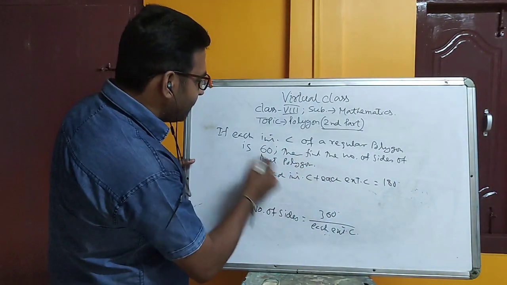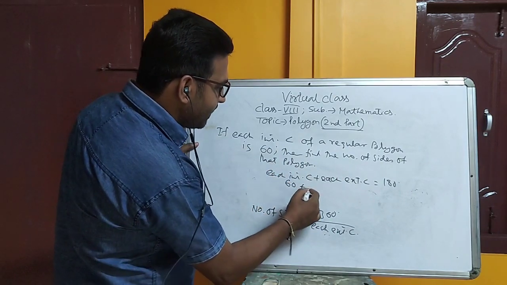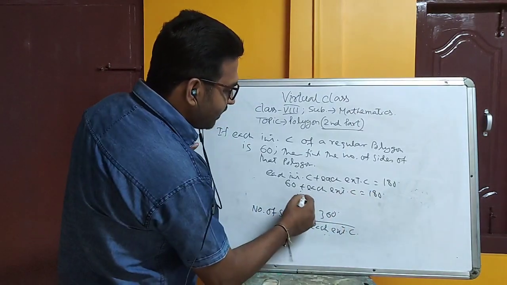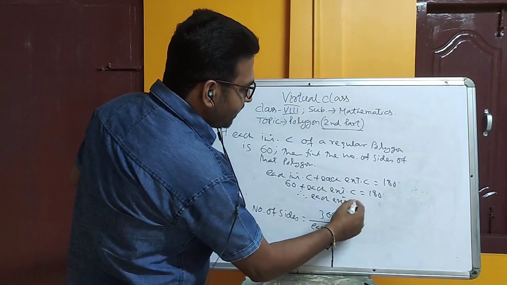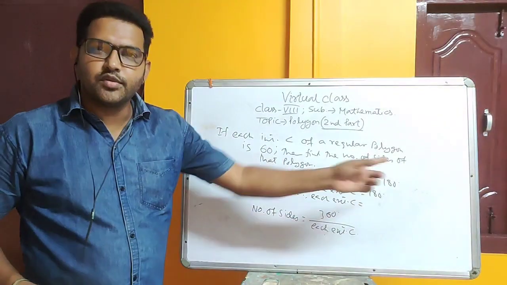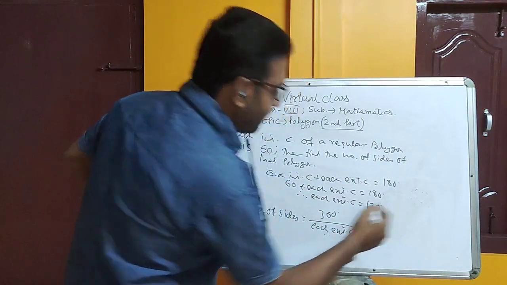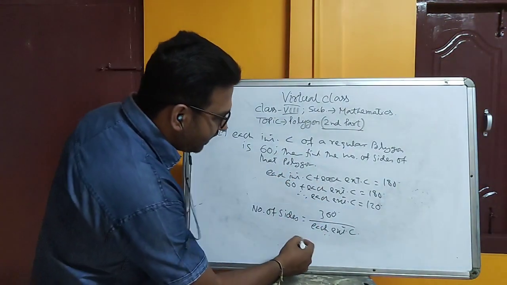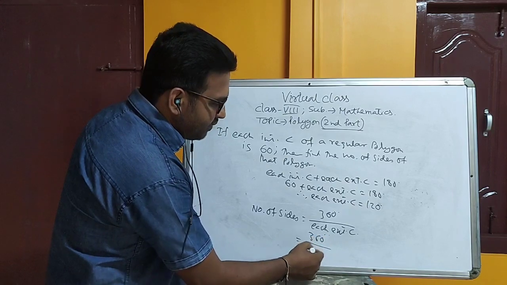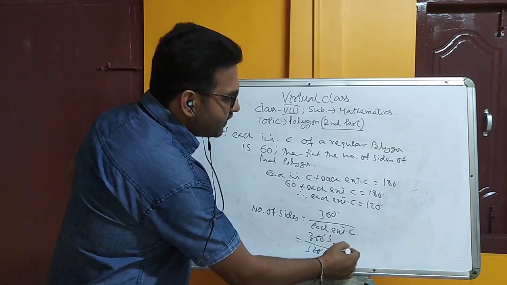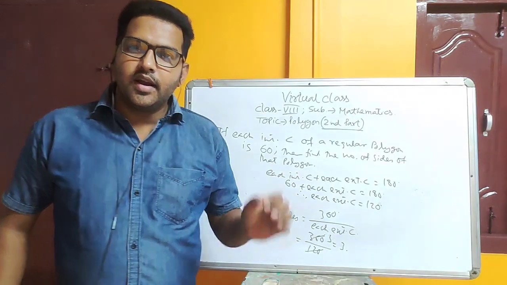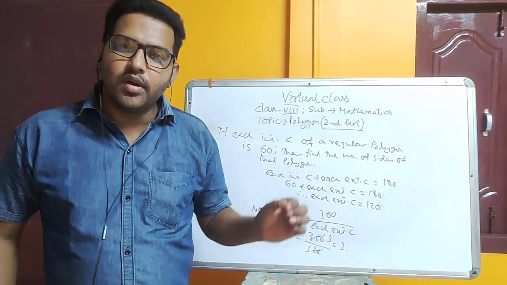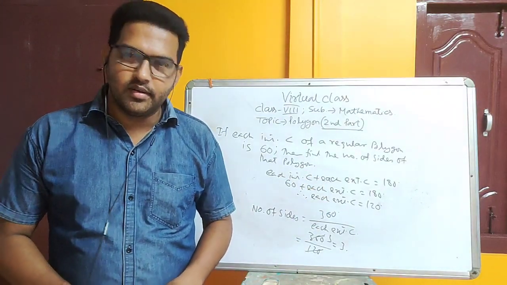What is the measure of each interior angle? It is 60 plus each exterior angle is 180. Then what is the measure of each exterior angle? If 60 is taken to the right hand side, it will be 120. So I have got the measure of each exterior angle. Now I can easily find 360 by 120, that is 3. So it's a triangle, and since it is regular, it's a regular triangle or equilateral triangle.